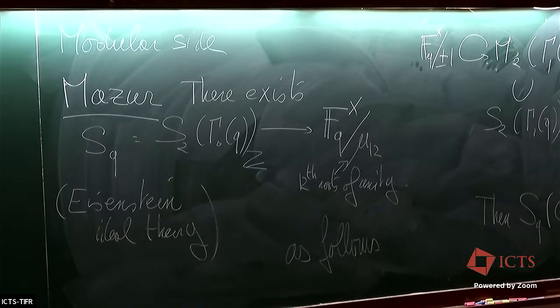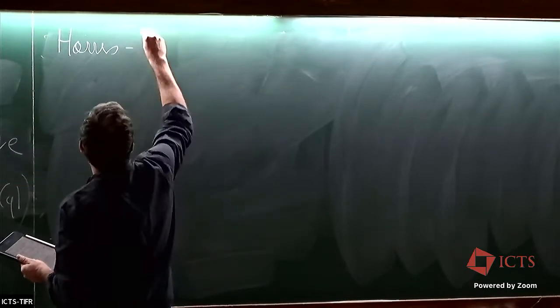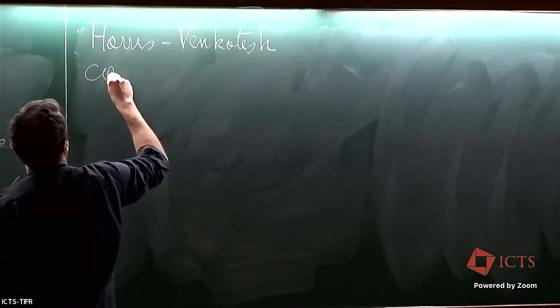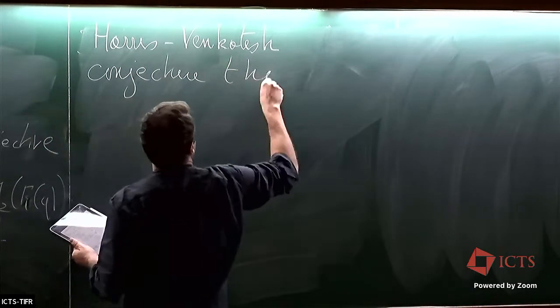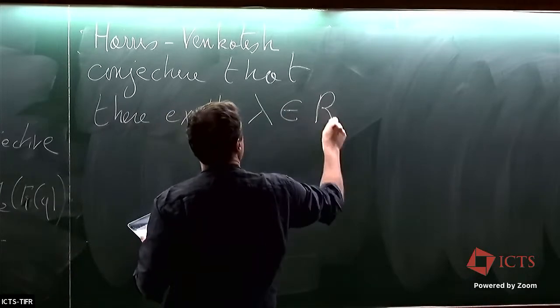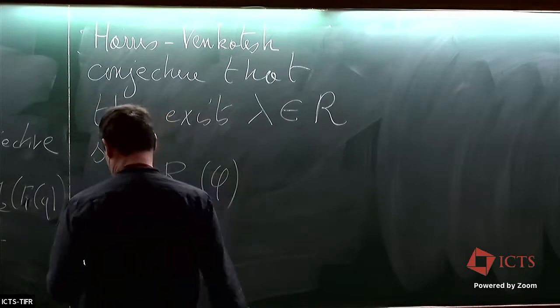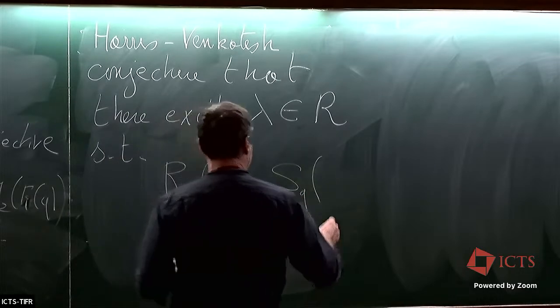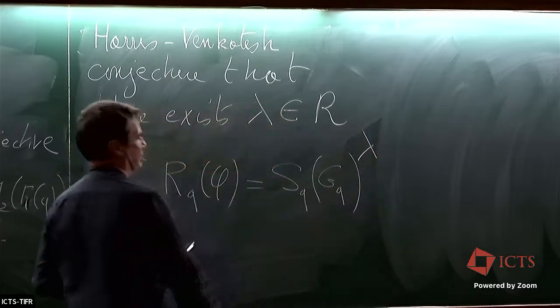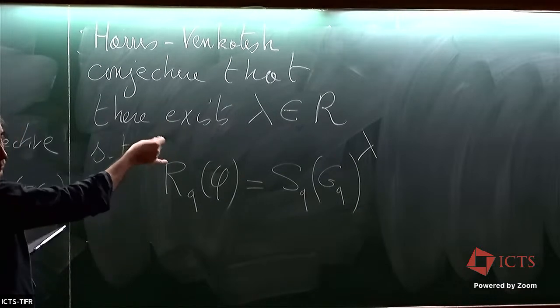This is due to Harris-Venkatesh. Actually, this construction is not in Harris-Venkatesh. They do something much more complicated, but in fact, it's pretty simple. What do they conjecture? So this is a conjecture. That there exists some lambda in R such that R_q of phi is equal to S_q of G_q to the power lambda, with a tensor product in my notation. So this is for every q. So lambda does not depend on q.